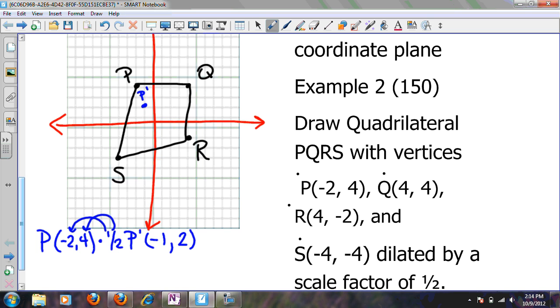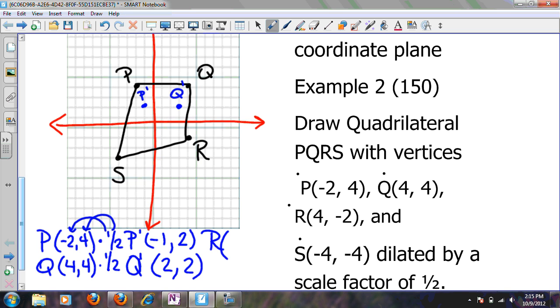I'm going to do the same thing to Q, R, and S. So the ordered pair for Q was 4, 4. Multiply that by 1/2. Q prime, half of 4 is 2, and half of 4 is 2. So Q prime is at 2, 2. This is Q prime.